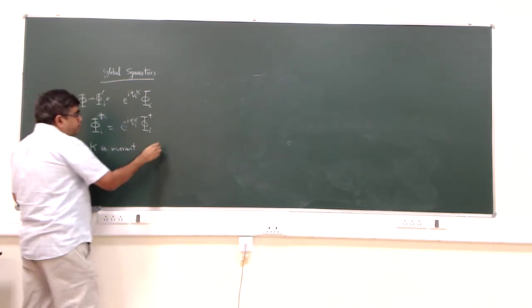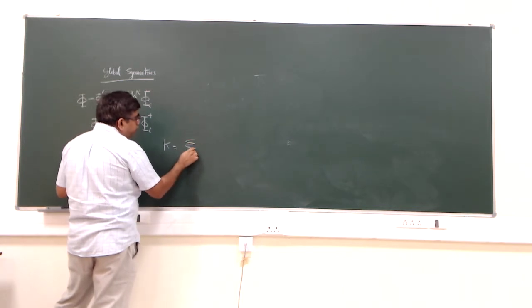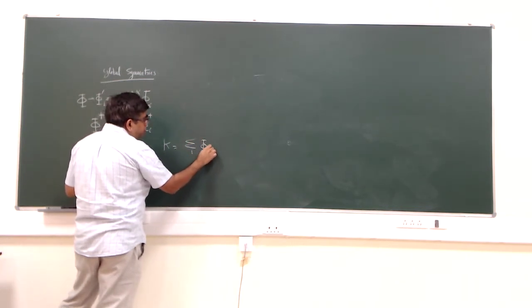Here, A is equal to the sum over all i, finally a number.